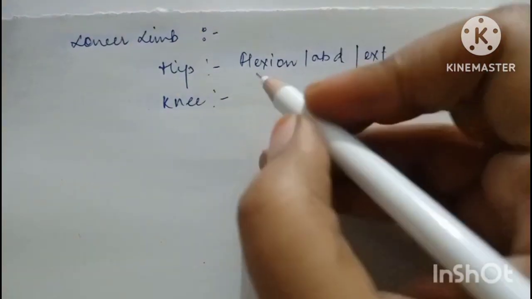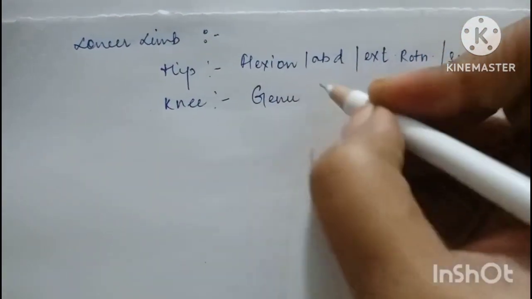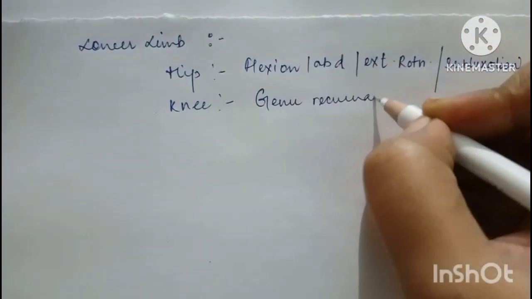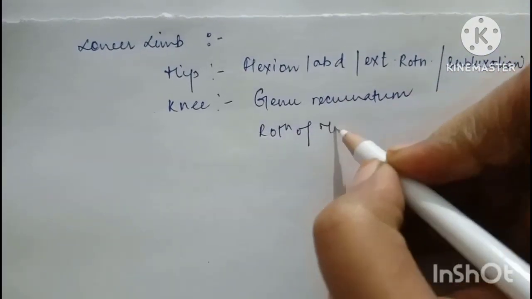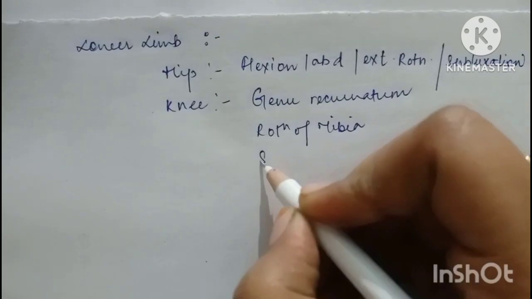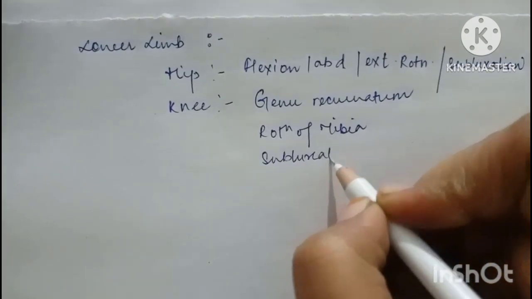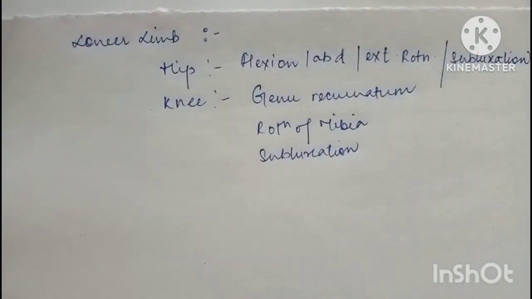So on the knee there is the genu recurvatum, rotation of tibia and subluxation. So these are the deformities of the lower limb. Now let's come to the spinal deformity.